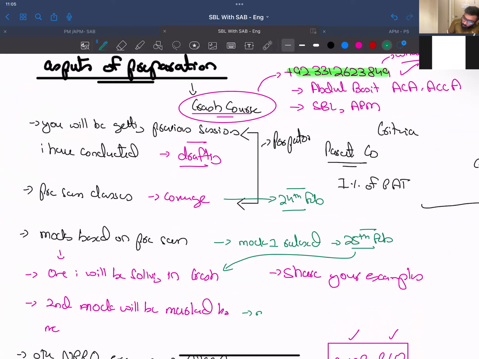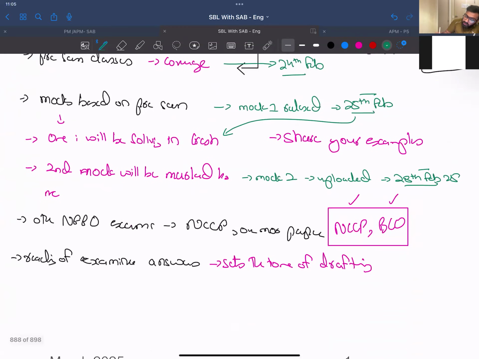The second mock is uploaded on LMS, right? Mock 2 uploaded on LMS. Now mark the date, 28th Feb 25. You have to solve this in exam time, 3 hours and 15 minutes, and send it for marking, right? My checking time would be 1 day SLA, my service level agreement. So you have to attempt that on 28 Feb, right?